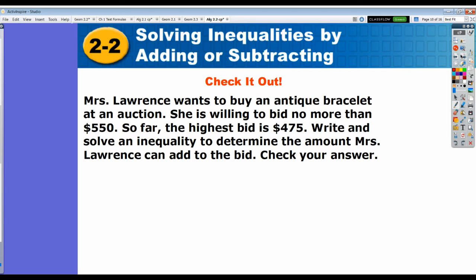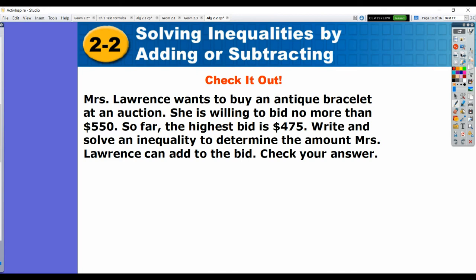Let me help you get set up here. Miss Lawrence wants to buy an antique bracelet at an auction. She is willing to bid, here's our key phrase, no more than $5.50. So she doesn't want to go over $5.50. That is our maximum amount. That's the maximum she wants to spend, and that's going to help you figure out what symbol to use. See if you guys can get this set up. Maybe figure out the answer first and then go from there. Pause the video and we'll see what you get in a few minutes.